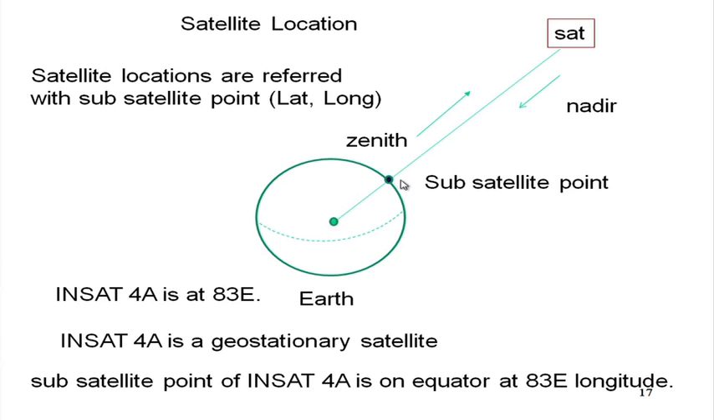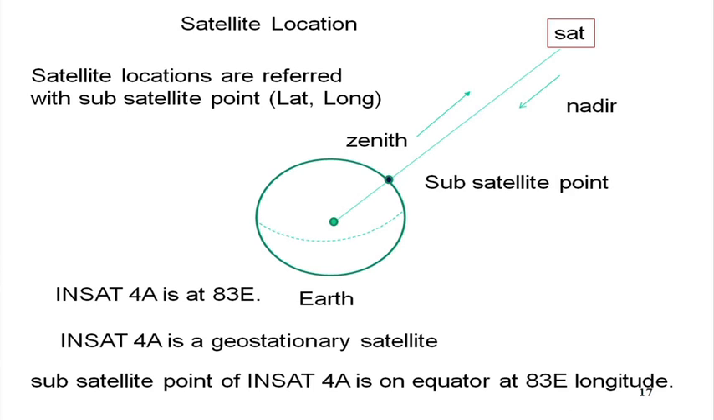It is on the equator. Here it is not shown that way. This satellite in the drawing is not a geostationary satellite; just for your understanding, I have drawn it like that. But if it is INSAT 4A at 83° east, then it is a geostationary satellite, and the sub-satellite point of INSAT 4A is on the equator at 83° east longitude.